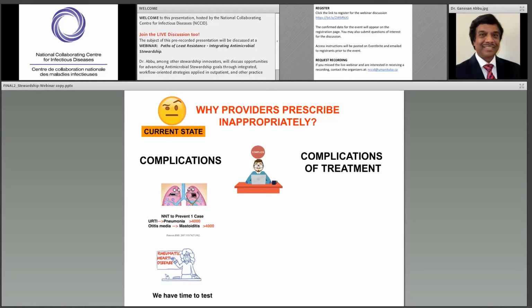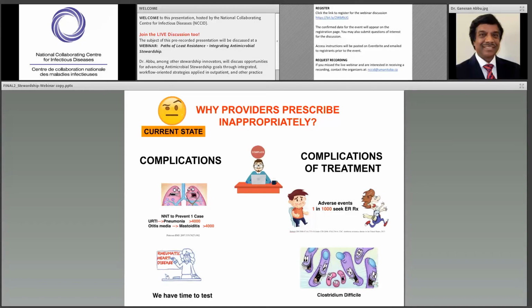Secondly, one has to also consider the risk associated with prescribing antibiotics. 1 in 1,000 patients will end up in the ER with allergic reactions, diarrhea, or yeast infections. And then there's the scourge of C. diff. 35% of adult and up to 70% of pediatric cases of C. diff are attributed to community antibiotic prescribing. So the risk aspect has to factor into a discussion about antibiotics.